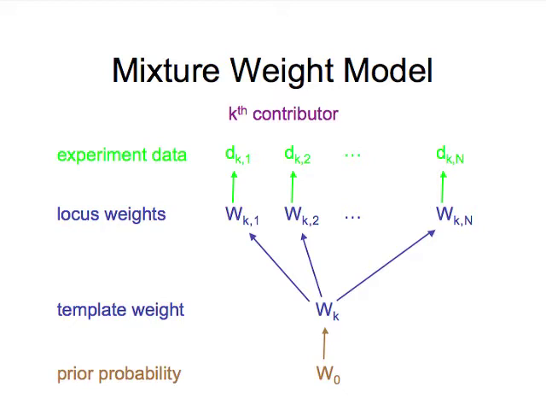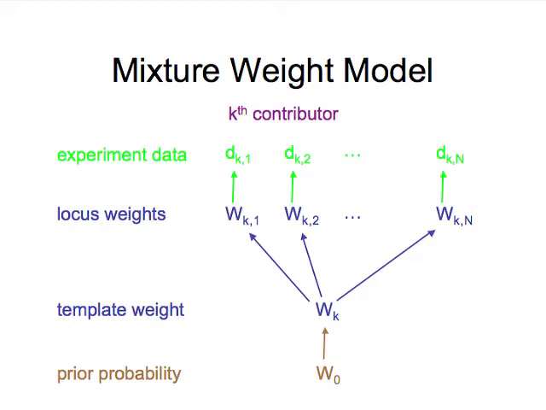In order to calculate the template weight using Bayesian calculation, we need a prior and a likelihood. In this case, the template weight, shown as the bottom blue point in this graph, W sub k, has as its prior, shown in brown, say a uniform probability over all different possible mixture weights, and its likelihood is comprised of the locus weights. Now, when you go to calculate a locus weight by Bayes' theorem, it needs its own prior and its own likelihood.